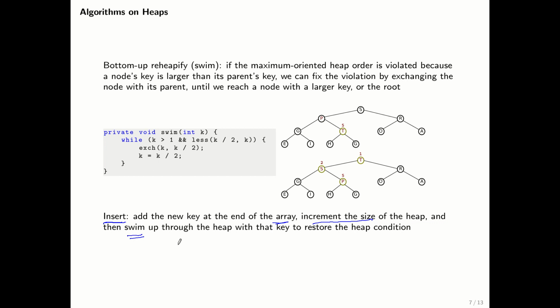So let me repeat this. When you're inserting a new key into the priority queue, you simply add the new key at the end of the underlying array, increment the size of the heap by 1, and have that key swim up until the heap order is restored. Okay.